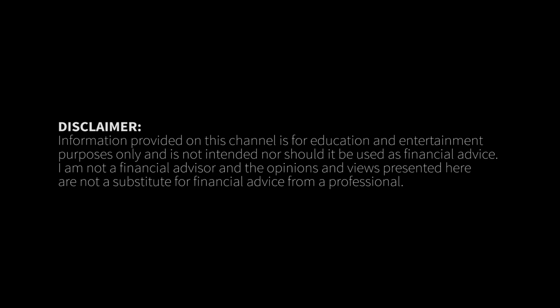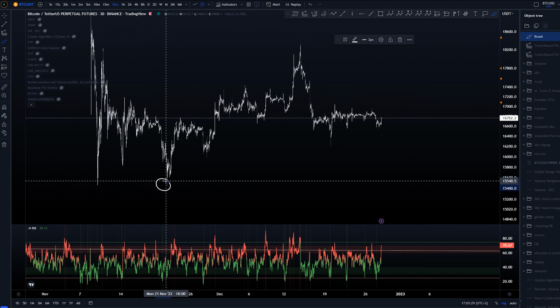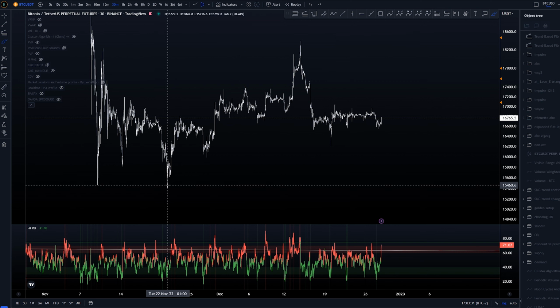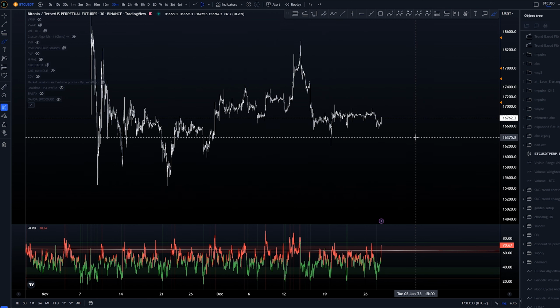Hey, it's Ed here. Today we're taking a look at technical analysis for Bitcoin with Elliott Wave Theory. So again, today we're going to be looking at the scenarios from these lows of November 22nd up to the current price, what has happened.